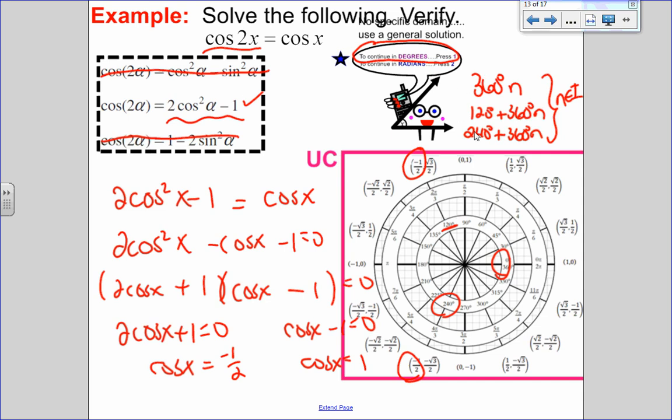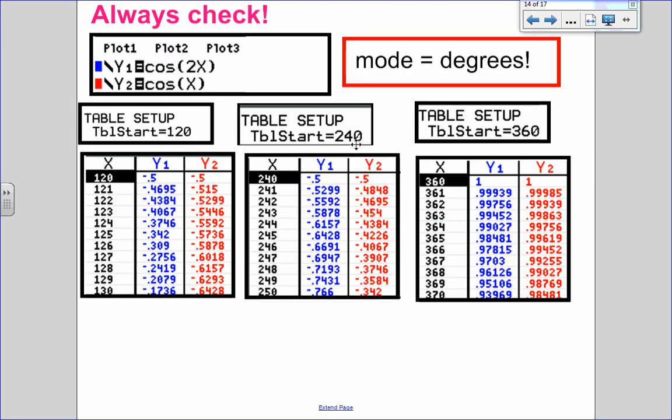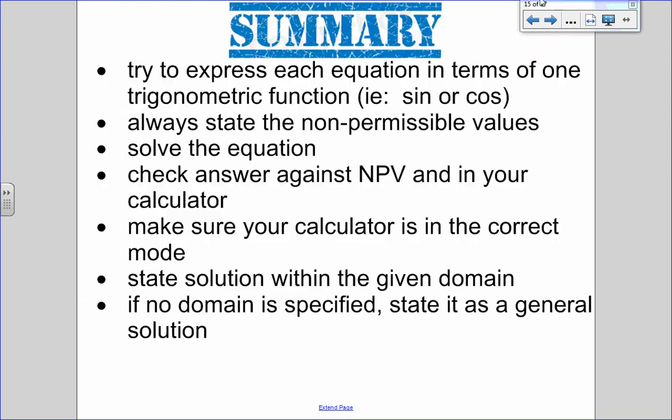So to check those in the calculator, let's just check 360, 120, and 240, because if it's true for those, it will be true for every coterminal angle as well. So at 120, you can see y1, y2 are the same. At 240, they're the same. And at 360, they are the same. So that tells me that all of my solutions are correct.